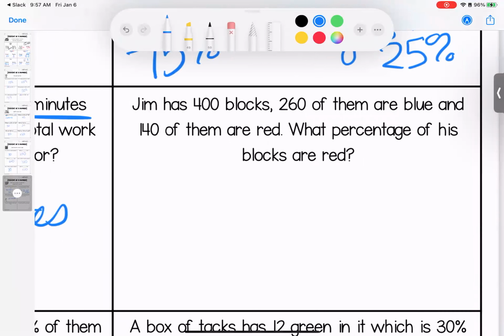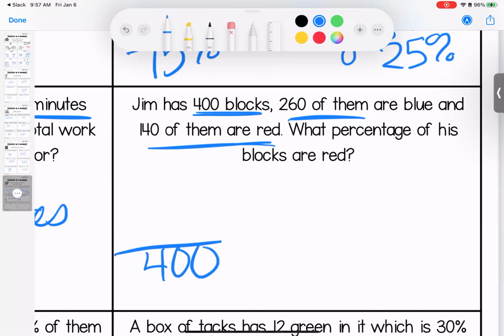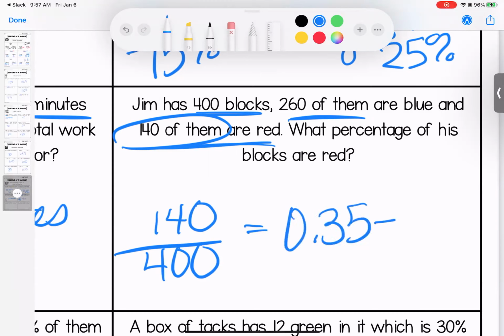Jim has 400 blocks. 260 of them are blue and 140 of them are red. What percentage of his blocks are red? So he has 400 blocks in total, and he said that 140 of them are red. So I'm going to do 140 divided by 400. That means that the 140 goes in the house, the 400 goes out. That gives me 35 hundredths, or 35%.